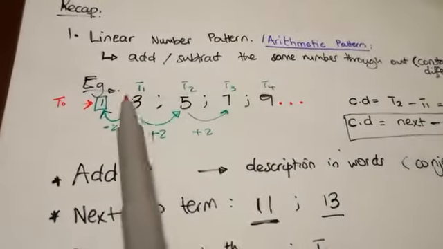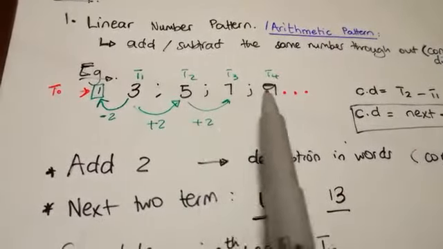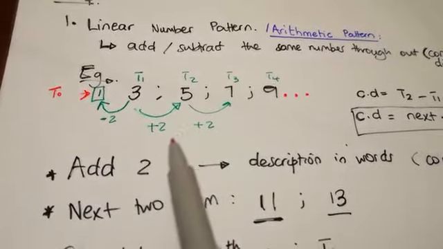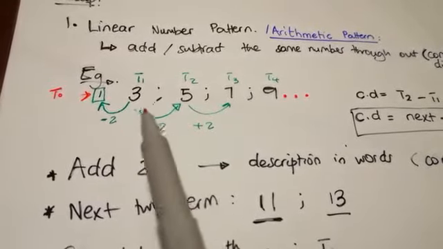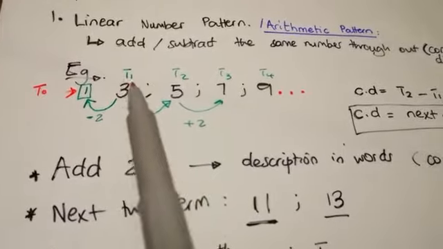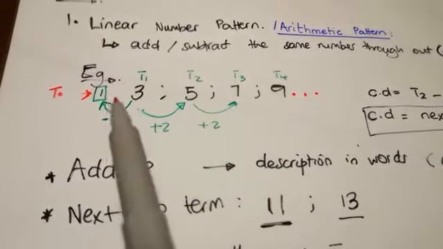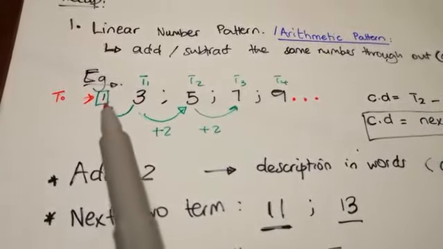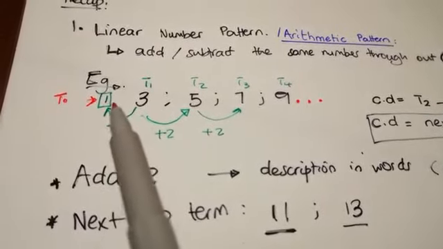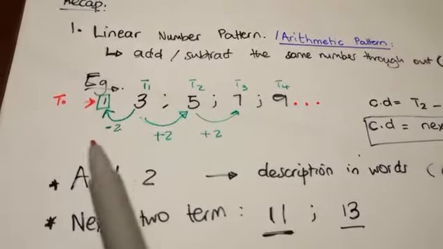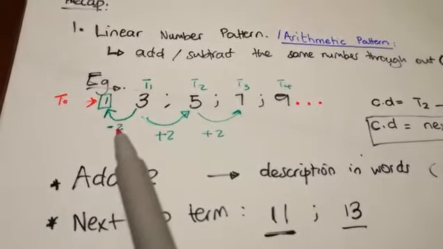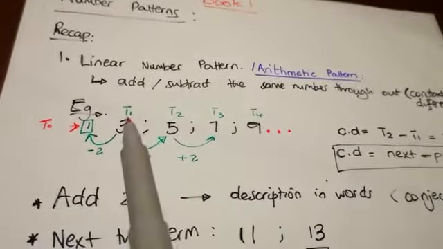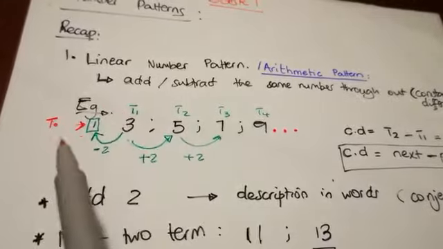Okay, so how do I get T0? As you can see, moving forward, I was adding 2. So you do the reverse, or the inverse operation. If I add 2 going forward, it means I'm going to subtract 2. So 3 minus 2 will give me 1. So my term 0 is going to be 1.